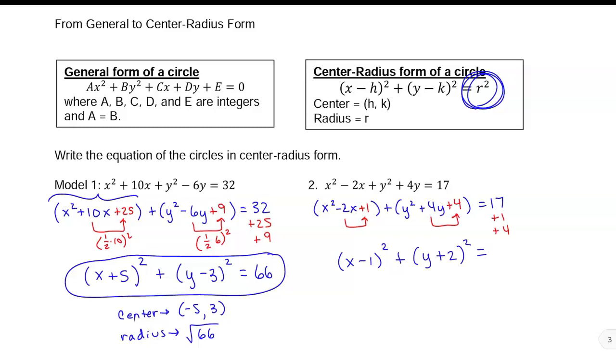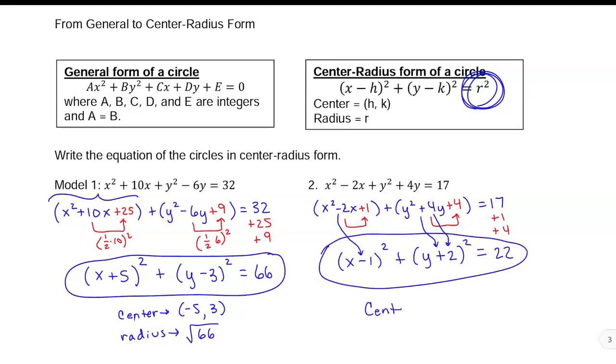I'm getting that from this. I'm getting the minus from that minus in the trinomial, and then half of 2 is 1. In the y parentheses, I'm copying that plus sign from the trinomial, and then I'm taking half of 4 to get the 2. 17 plus 1 plus 4 is 22. So there's your equation of the circle in center radius form. Tell me what the center is. Tell me what the radius is. Don't forget to take the square root of the number on the right side of the equal sign.